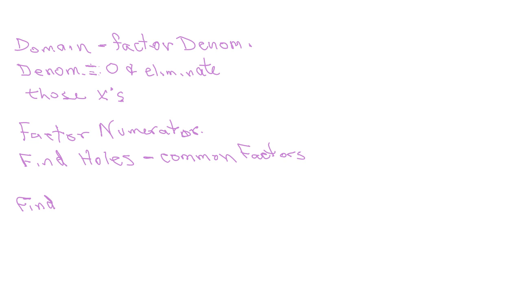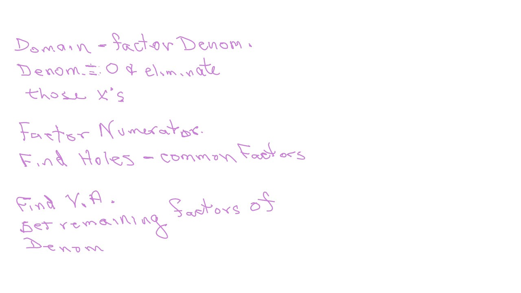To find the vertical asymptotes, you set the remaining factors of the denominator equal to zero. And then to find the horizontal asymptotes, it says find, doesn't look like it, but that's what it is.